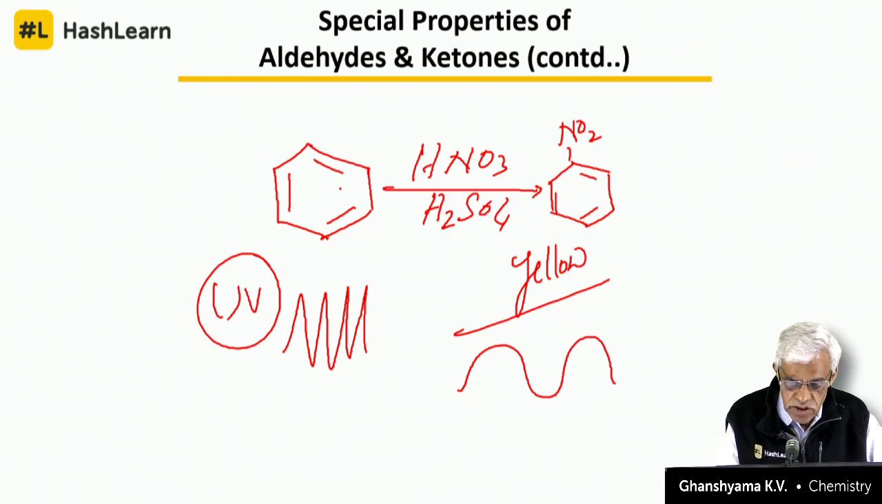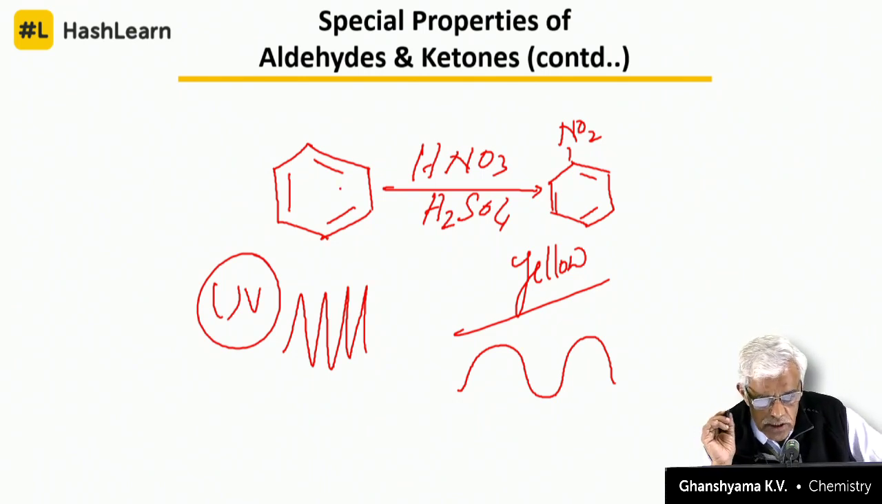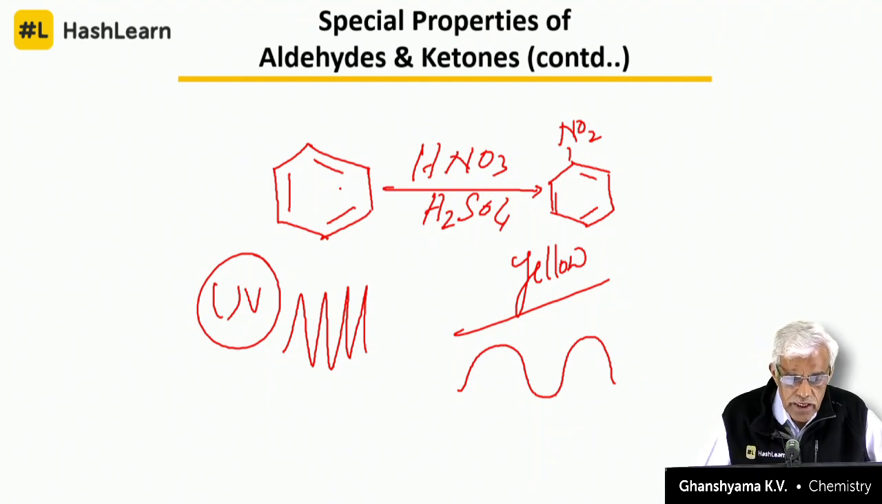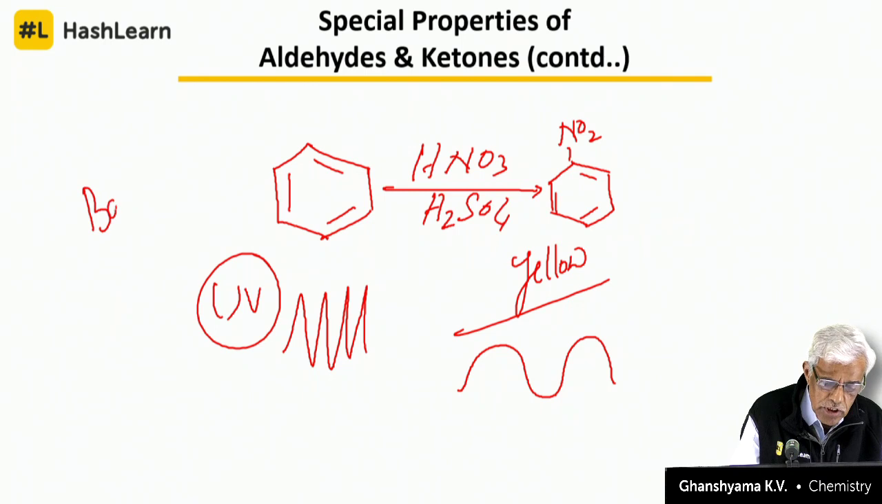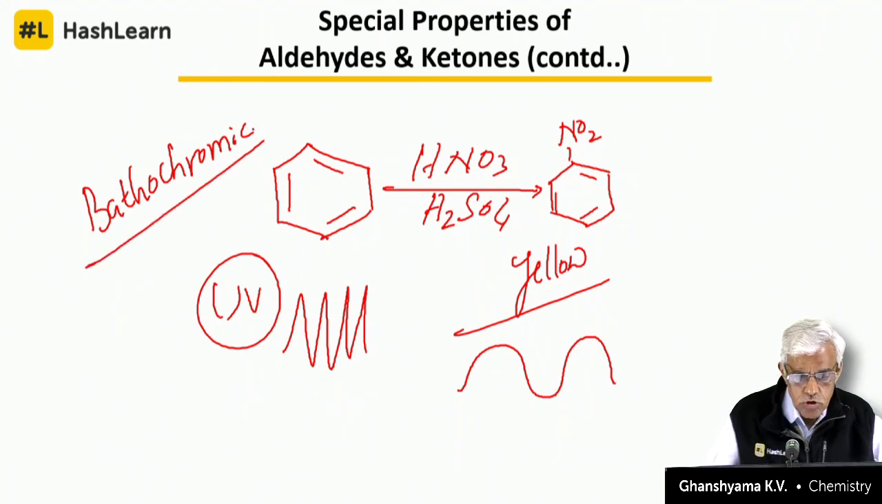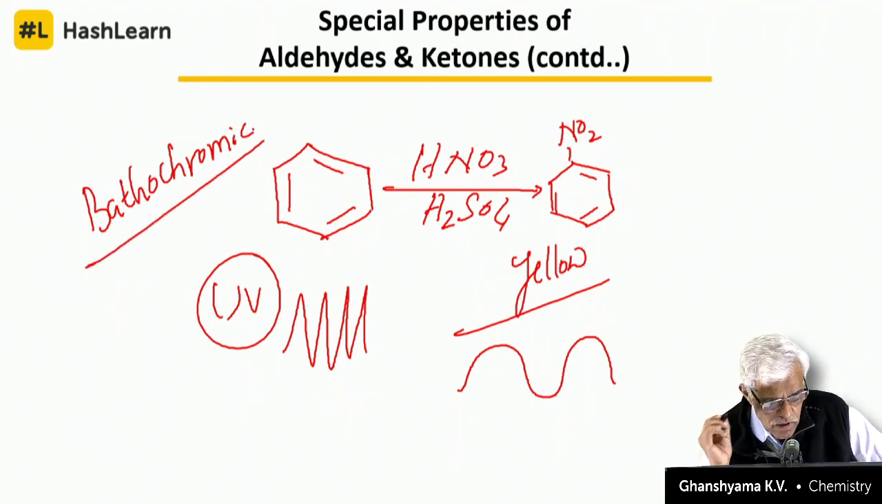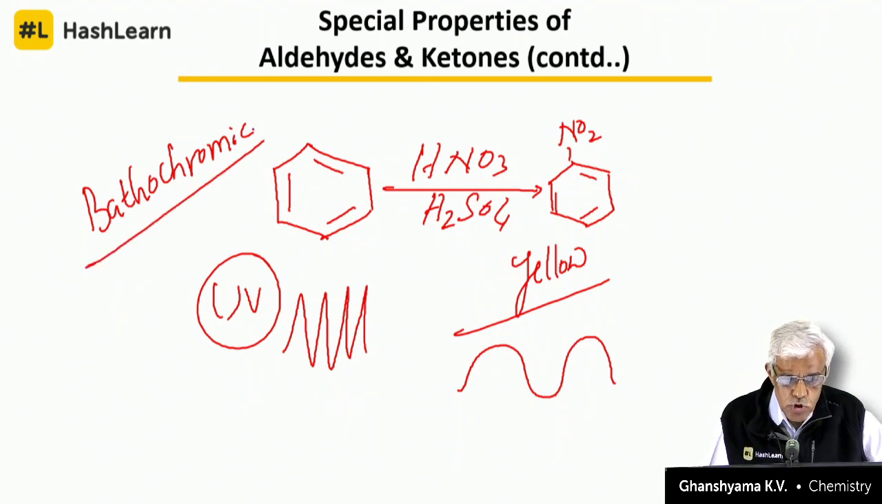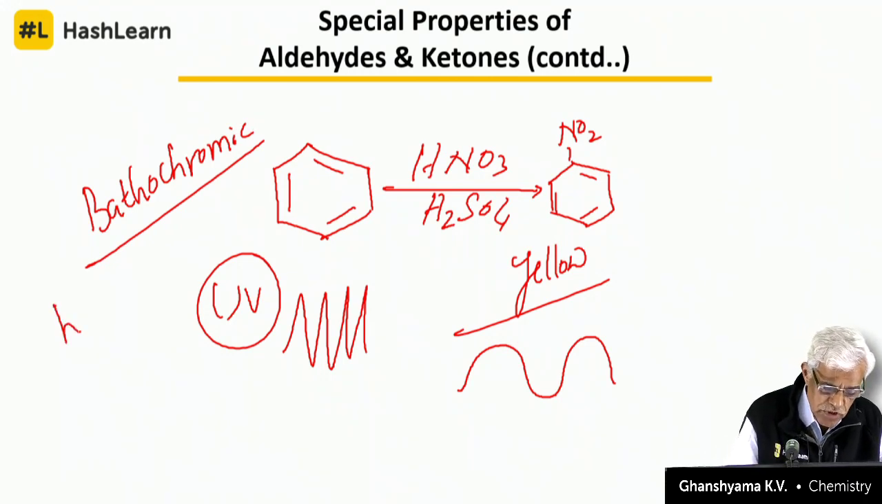This shift, I think Radhika you are hearing me, this shift from UV to the visible, from lower wavelength to higher wavelength, is called bathochromic shift. The reverse is called hypsochromic shift.